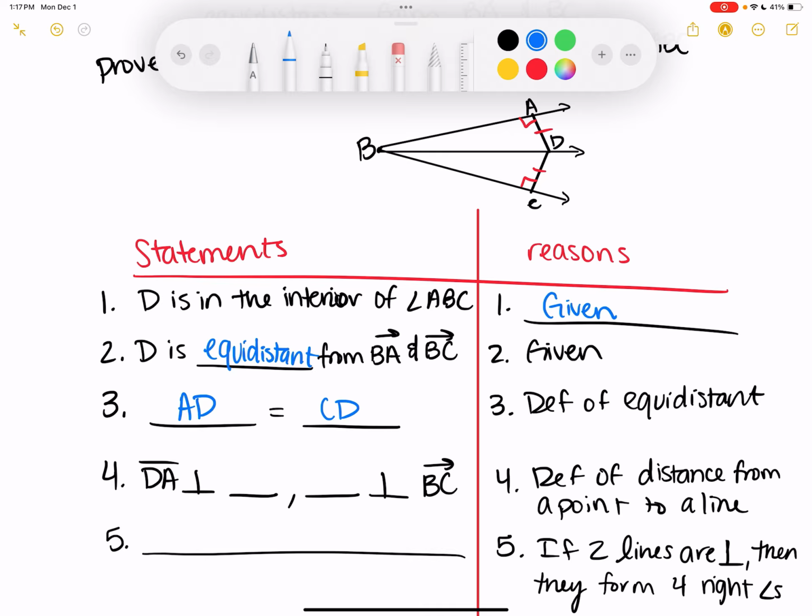All right, so then the next thing they have is DA is perpendicular to blank, and then blank is perpendicular to BC, and it's the definition of the distance from a point to a line. So what goes in this first blank? Yep, and it would get the symbol for a ray on top of it because that is a ray going that way. What would go in this second blank? Yep. CD is perpendicular to BC.